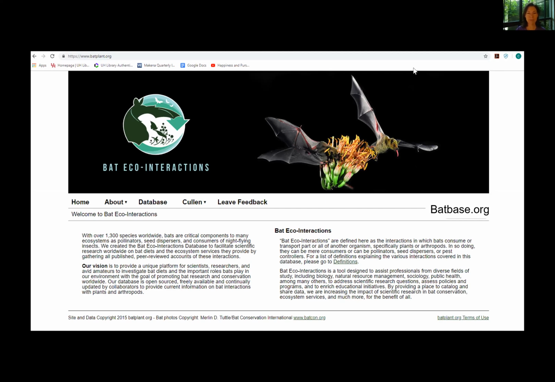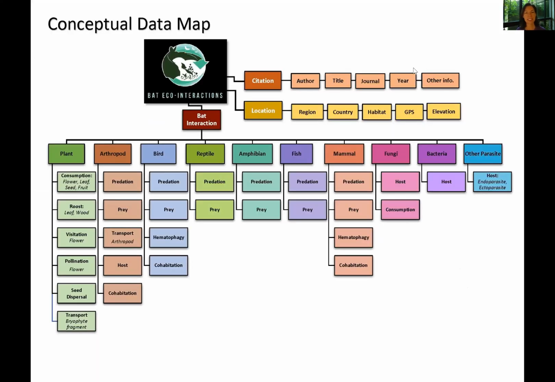So let me explain what's in the database in more visual terms. In the database, we have information about the citation, where the data is coming from, and we have it by all authors in the database. We have the title, we have the journal, we have the year. We take not just journal articles and books, but also theses and dissertations.